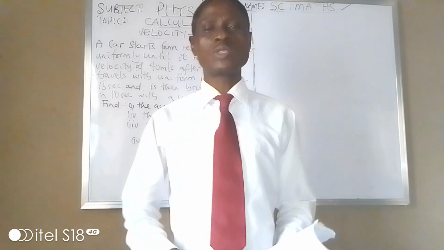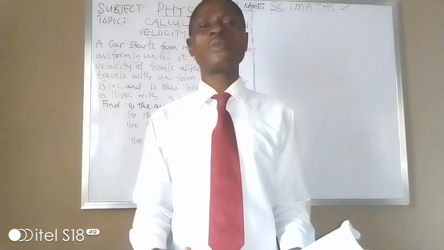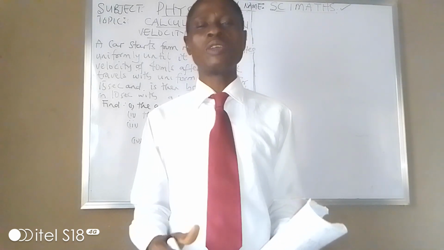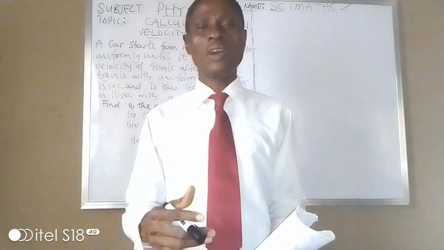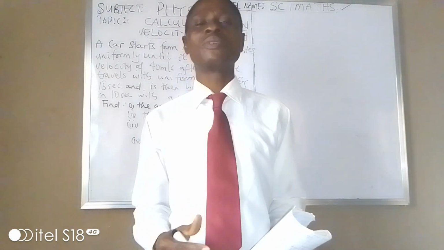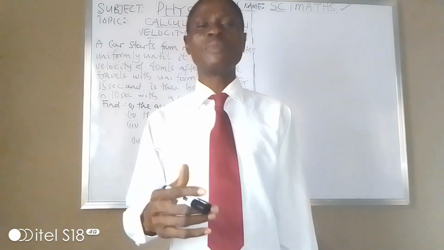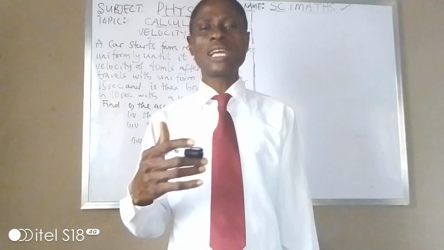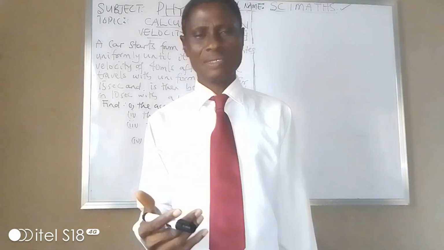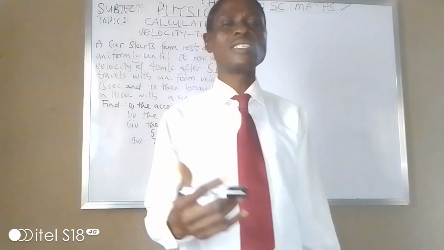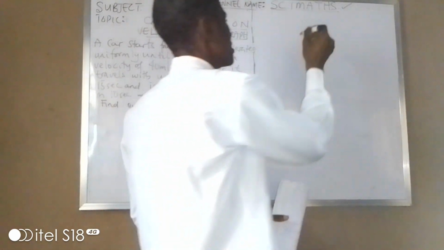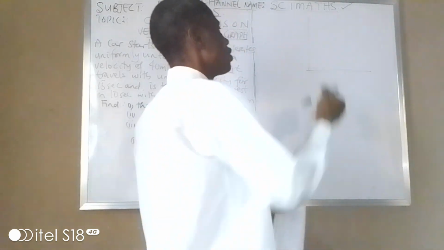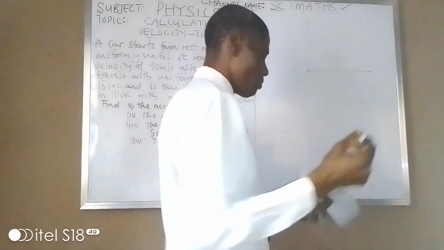Which subject are we looking at today, and which topic? We are going to be looking at the subject physics, and the topic before us is velocity time graph. A velocity time graph simply means a graph in which we normally plot the velocity against time in order to calculate distance. So we normally plot the velocity on the vertical axis, and time on the horizontal axis. So we normally plot velocity against time like this.